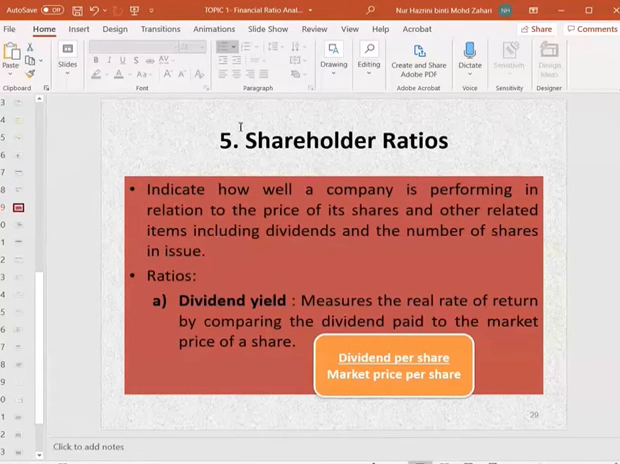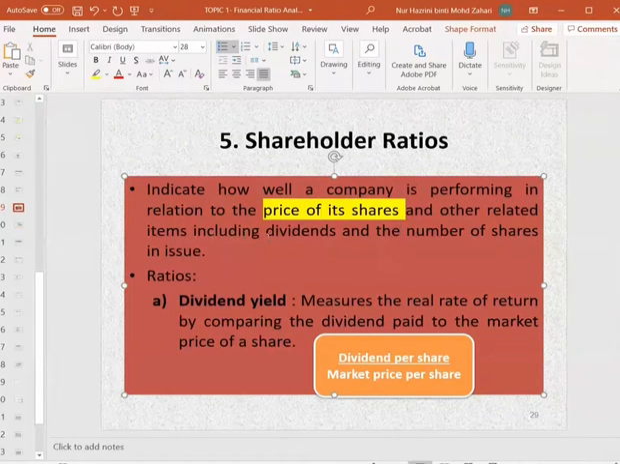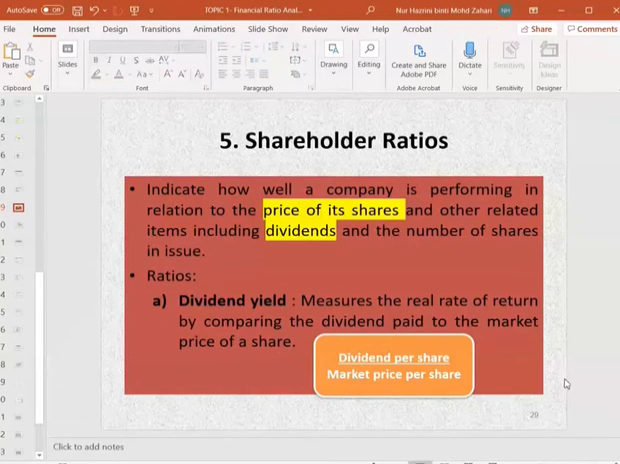Okay, so next one, we have shareholder ratio. This indicates how well a company is performing in relation to the price of share and the payment of dividend to the shareholders, in relation to the number of shares issued. So first, we will look at the dividend yield. Dividend yield measures the real rate of return by comparing the dividend paid to the market price of share. So here we want to see, for every 1 ringgit you pay to purchase the share of the company, how much dividend you can get.